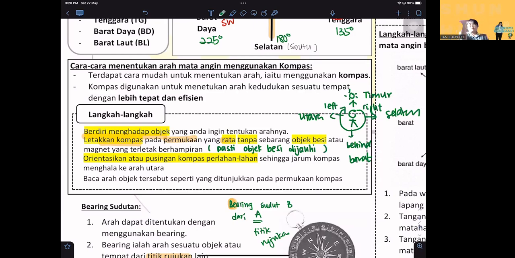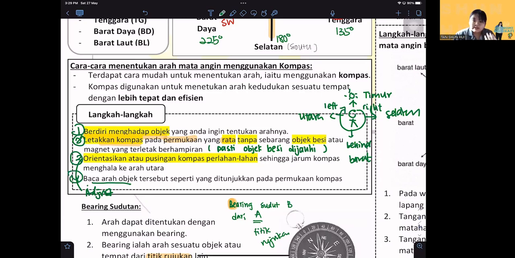Okay, I'm far away from all the metal already, I put it at flat already. What do I do? I orientasi. What is orientasi? Adjust. You adjust your compass slowly until your jarum points at the word utara. Why? Because the jarum will straight away point at the utara. So what you do, you switch your compass, make sure the word north or utara is exactly the same as your jarum. After that, you read whatever your direction, bacakan arah. All right, so this is your first step, second step, third step, fourth step.